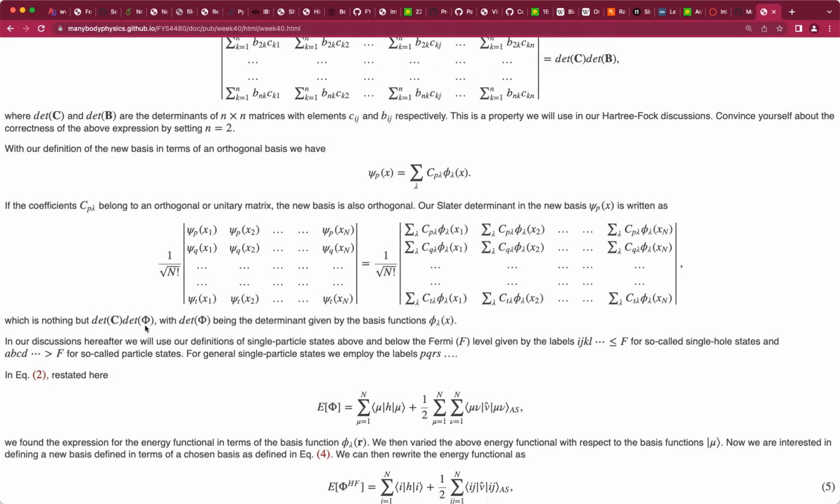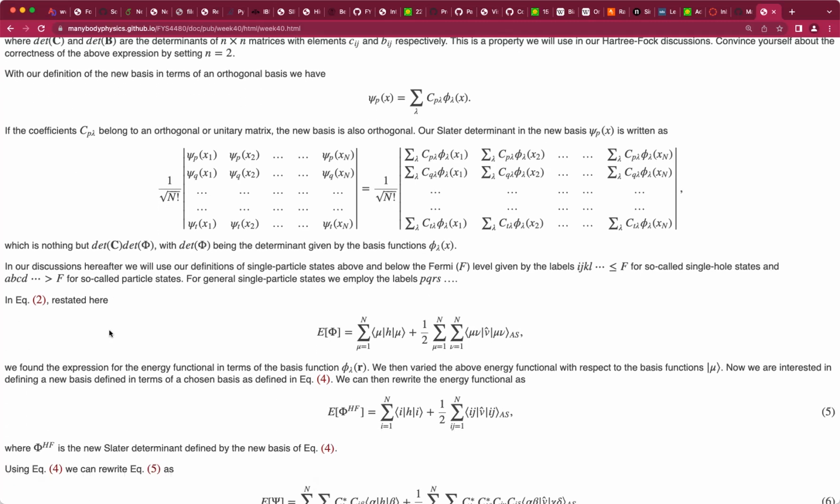So when you calculate the determinant, you know that the determinant of the product of two matrices is equal to the determinant of one of them multiplied with the other. So it means that the new Slater determinant is proportional to the previous one by the determinant of a unitary matrix. So that's one way of reading what we are doing now from a mathematical point of view.